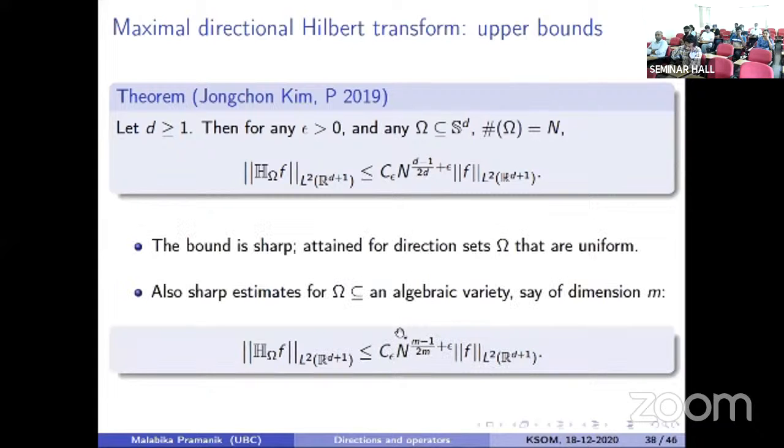Incidentally, we also obtain sharp bounds if omega is contained in an algebraic variety, say of dimension m. The main takeaway here is the following: whereas Lebesgue boundedness for infinite direction sets omega was the main direction of research for the directional maximal average M omega, for the maximal directional Hilbert transform H omega, the paramount question is the rate of blow-up as the direction set gets larger, subject to certain geometric conditions.